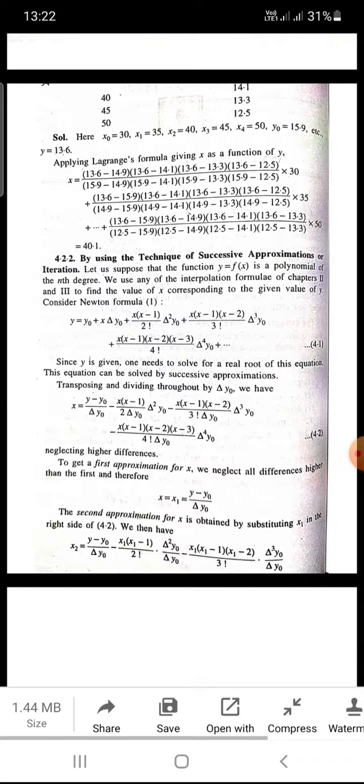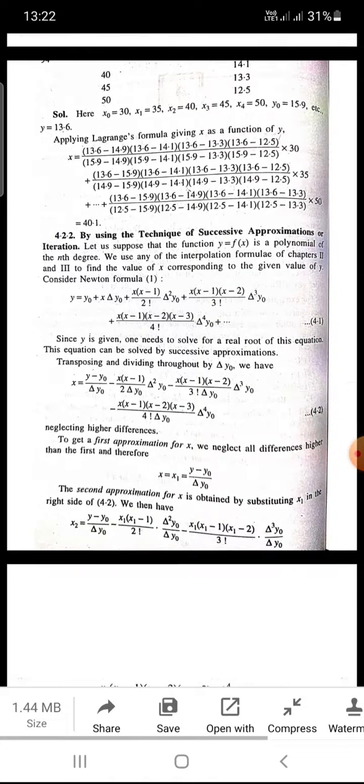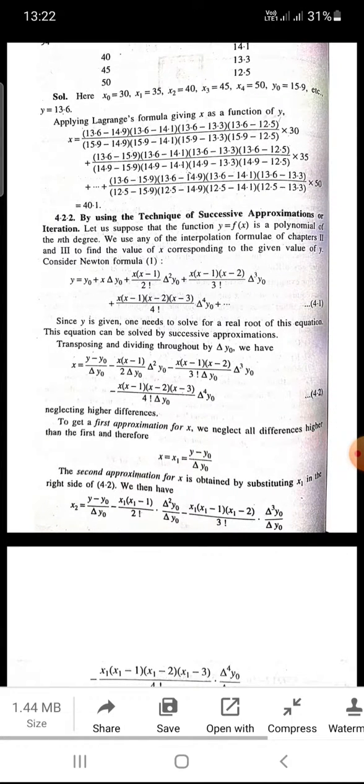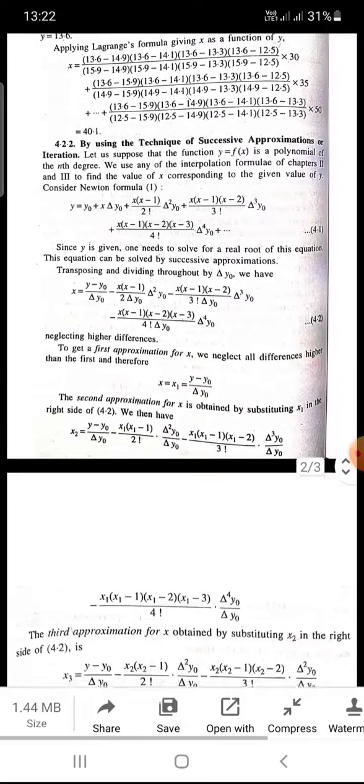Transposing and dividing throughout by del y0, we can say that x will be equal to y minus y0 upon del y0, minus x into x minus 1 upon factorial 2 into del 2 y0 upon del y0, minus x into x minus 1 into x minus 2 upon factorial 3 into del 3 y0 upon del y0, and so on, up to x into x minus 1, x minus 2, x minus 3 upon factorial 4 into del 4 y0 upon del y0. Here we have neglected higher differences. To get the first approximation for x, we neglect all differences higher than the first order, and therefore x1 is equal to y minus y0 upon del y0.